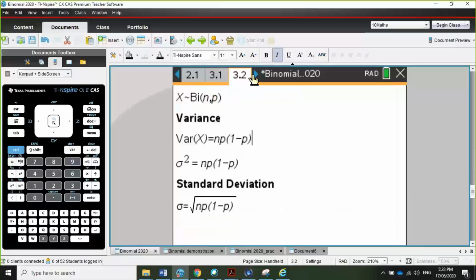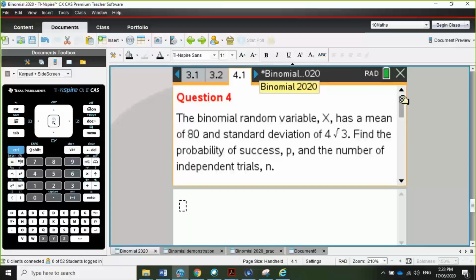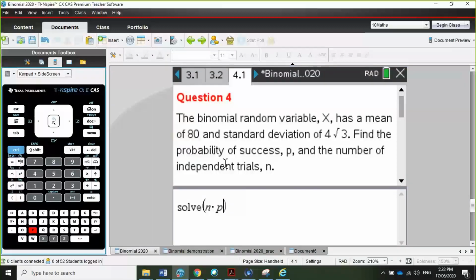Question three. I'm going to do these ones quickly because I've just got a couple of minutes. If we are asked to find the values of N and P and we're told the mean and we're told the standard deviation, we can do a nice little solve equation here. N times P is equal to 80.